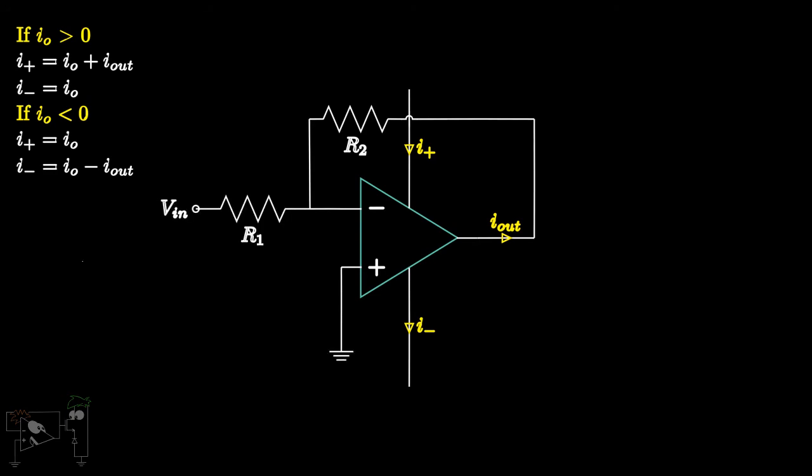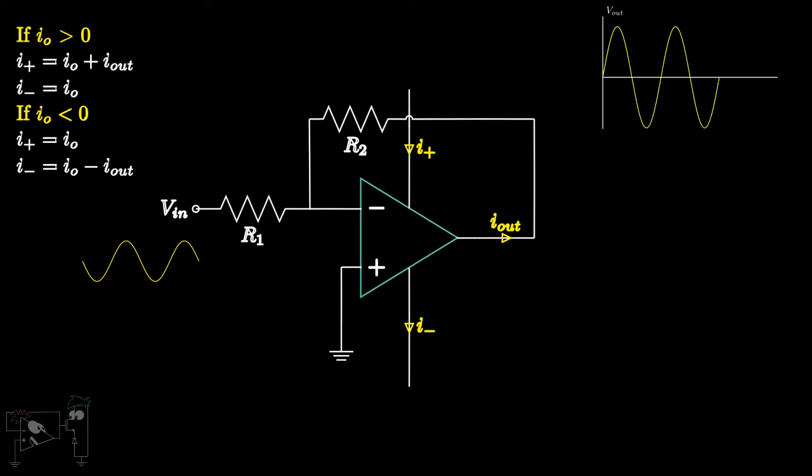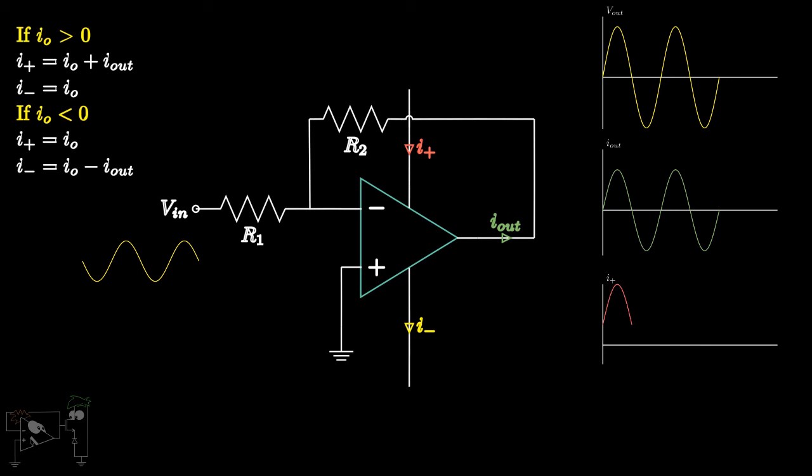For example, if we have a sinusoidal input to our inverting amplifier, we will have an amplified inverted sine wave at the output. Current will also have a similar waveform. During the positive half cycle, I plus will follow I out with a DC shift upwards of some value I naught. During this time, I minus will be constant at I naught. During the negative half cycle, the exact opposite happens and this continues. Note the directions of I plus and I minus.